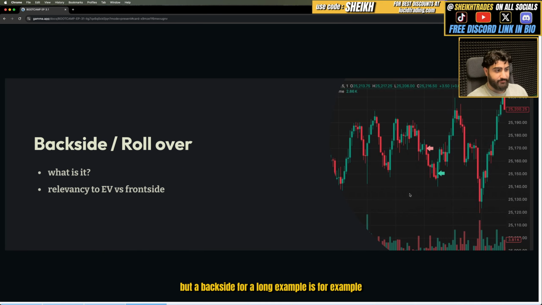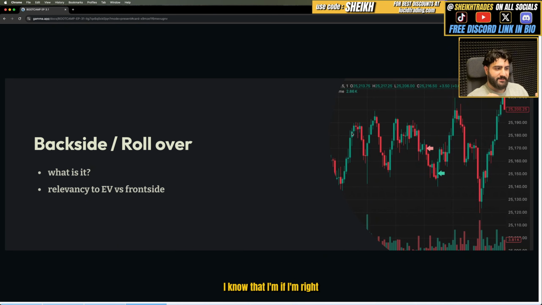So this is a short example, but a back side for a long example is, for example, instead of longing this at 25,140 right here, versus longing it here on this candle at 25,140, this is a front side long and this is a back side long. And I always try and aim to only trade the 25,140 on the right side, on the back side of the move. And this usually gives me a nice indication that I have a predefined risk. So I know that I'm not catching a falling knife. The same with the front side movement, shorting, catching a massive pump.